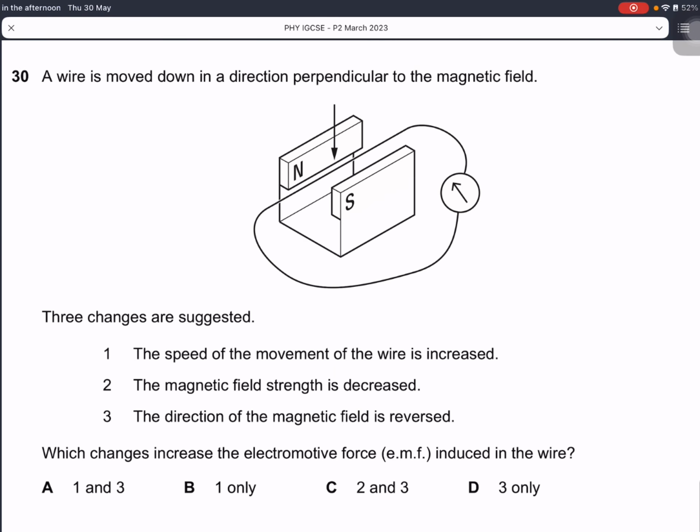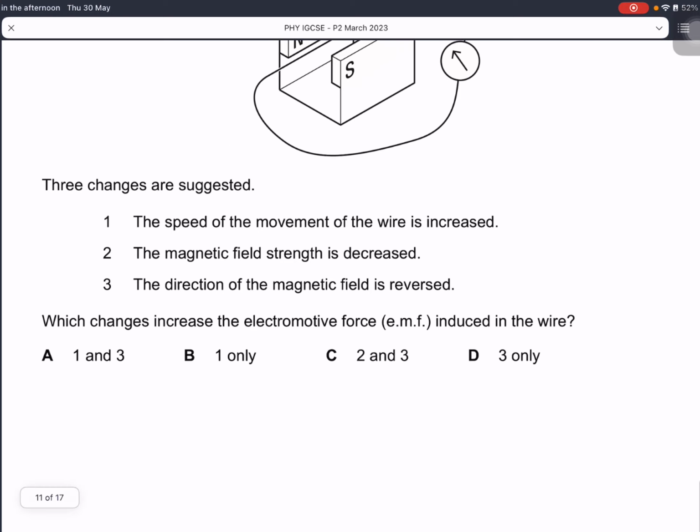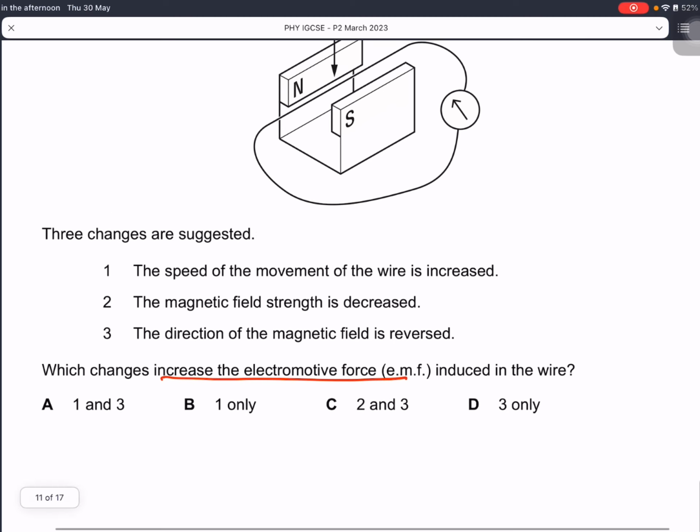All right, another question, question 30. A wire is moved in a direction perpendicular to the magnetic field. Three changes are suggested: the speed of the movement of the wire is increased; the magnetic field strength is decreased; the direction of the magnetic field is reversed. Which changes increase the electromotive force, so the induced current would be increased? The EMF induced in the wire, which one would increase?